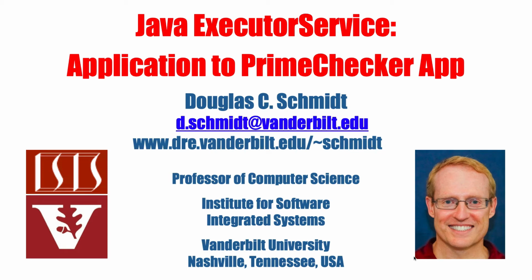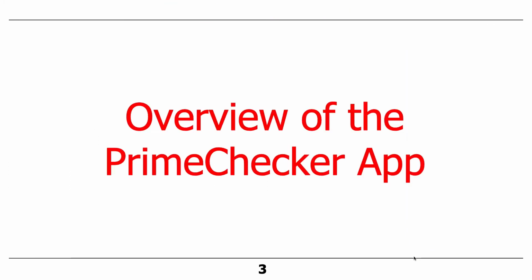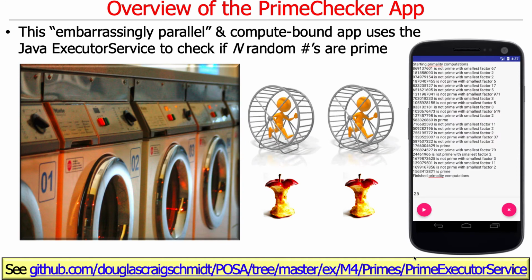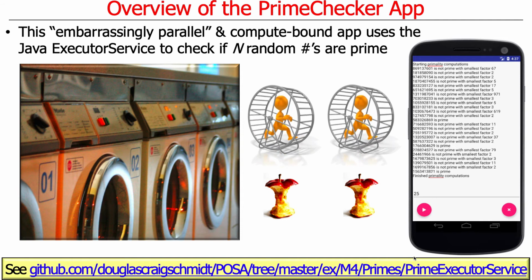So now that we've talked about the Executor Service, let's talk about how we can apply this to the PrimeChecker app that we've been using as a case study. And you'll see how we can use this Executor Service to overcome some limitations with the Executor implementation we talked about last time. So as with the previous Executor-based solution, this app is embarrassingly parallel.